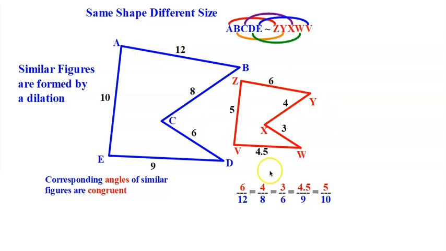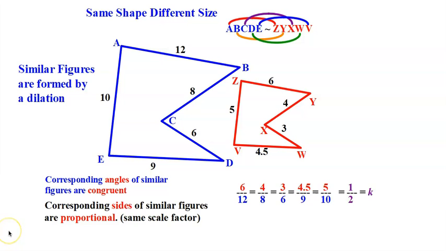6 to 12, 4 to 8, 3 to 6, 4.5 to 9, 5 to 10. Right? And those all equal, right? You can see very clearly those are all the same thing. They all equal 1/2. Right? And that is your scale factor, that's K. Right, so corresponding sides of similar figures are, we're going to say that they are proportional. They all have the same scale factor.